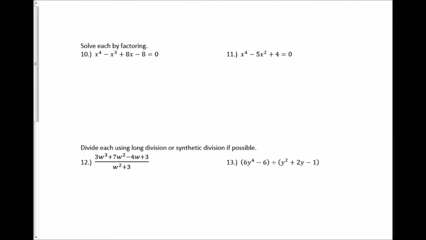If I take a look at the next one, I want to solve this one by factoring. If I want to solve by factoring, I have to factor it first. So this one's got 4 terms. I'm going to factor by grouping. Out of the first group, I can factor out an x cubed, which leaves me with an x minus 1. Out of the second group, I can factor out an 8, which leaves me with an x minus 1. So now I have an x minus 1 as one of my factors. My other factor is the x cubed plus 8.